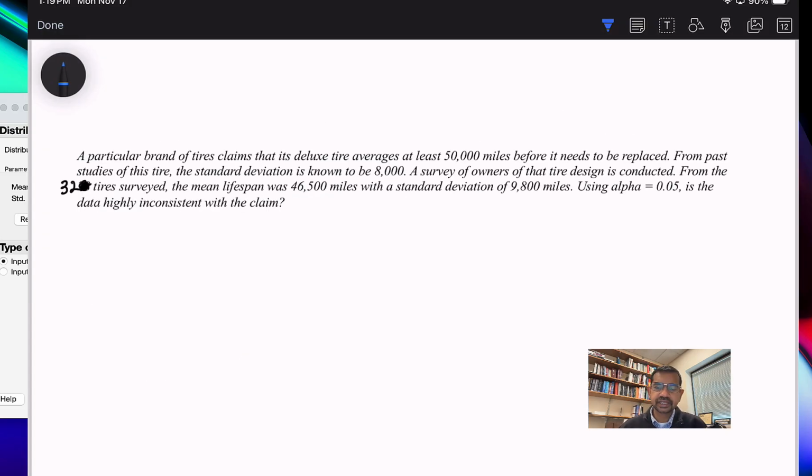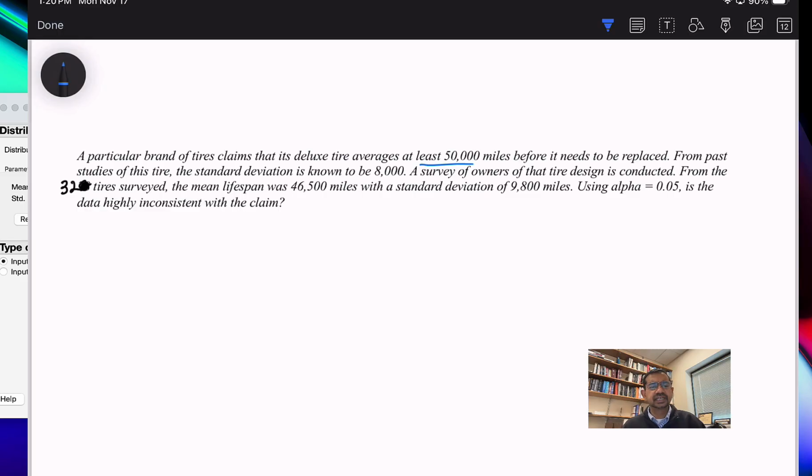Let's work with an example. Suppose a tire company advertises that its special tire, the deluxe tire, averages at least 50,000 miles before it needs to be replaced. This would be the claim about the population mean. Past surveys have also shown that the standard deviation of the population is 8,000 miles. We want to verify this claim.